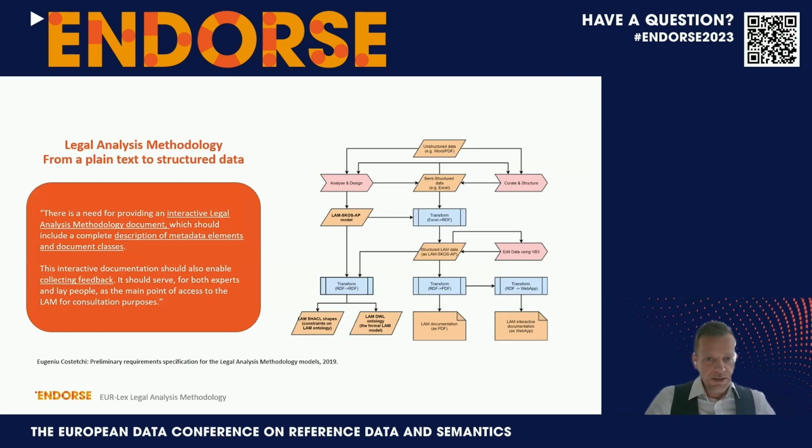So what we did, we started with unstructured data, and then we prepared semi-structured data. In principle, that was an Excel file. And then after doing some analysis and preparing from the technical side, we transformed this Excel file into structured LAM data expressed in SKOS. Already here, we can manage our legal analysis methodology in Workbench, and we can transform it to PDF and also to HTML that can be used for our web application.